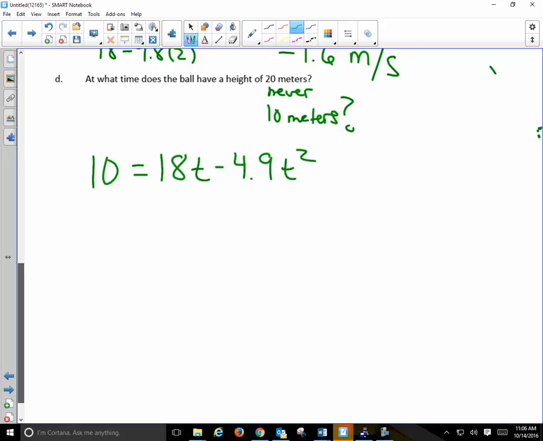When will it reach a height of 10? How do I calculate that? Yes, so I'll put it on the other side: 4.9t squared minus 18t plus 10 is equal to 0. What are you going to use? Quadratic formula. Somebody type into your quadratic formula 4.9, negative 18, and positive 10. Give me your two time values.